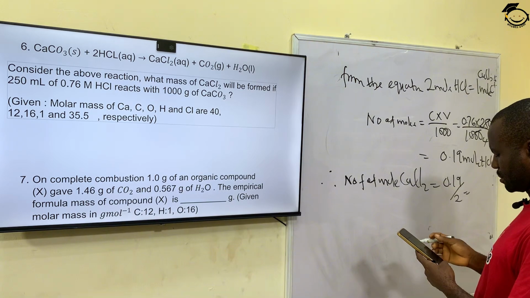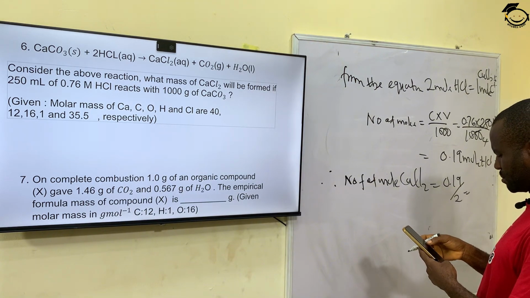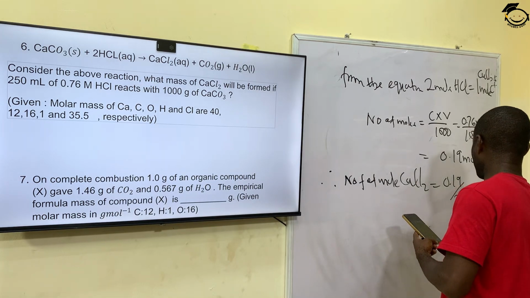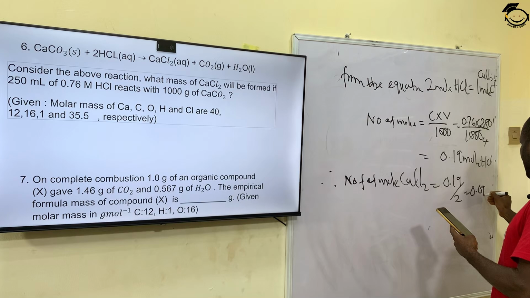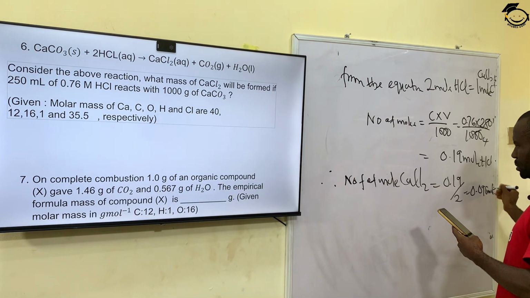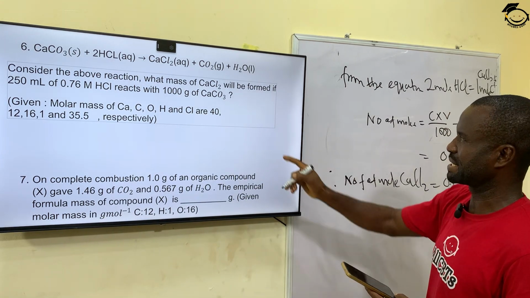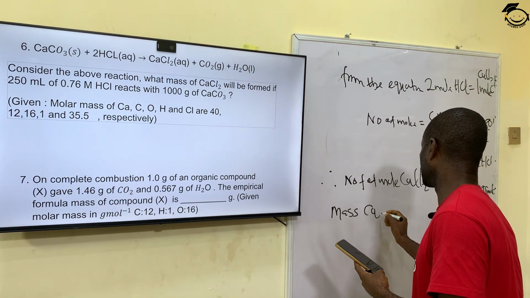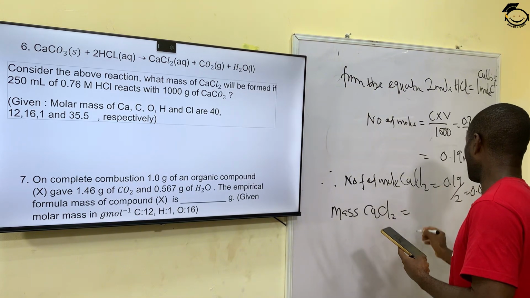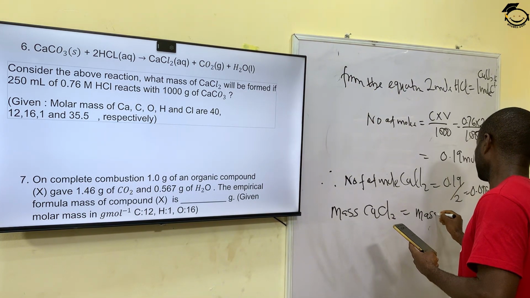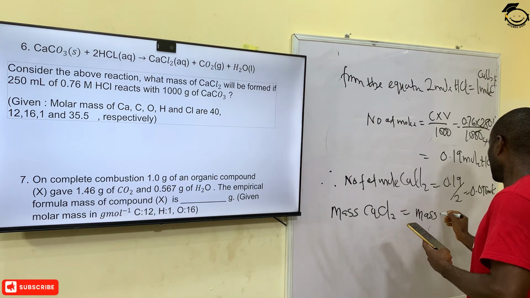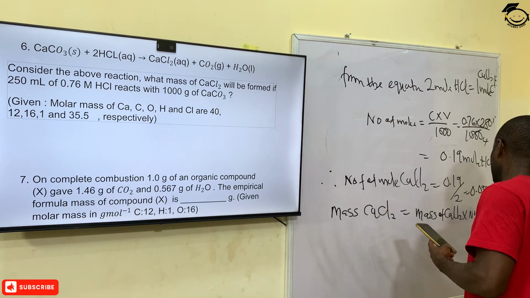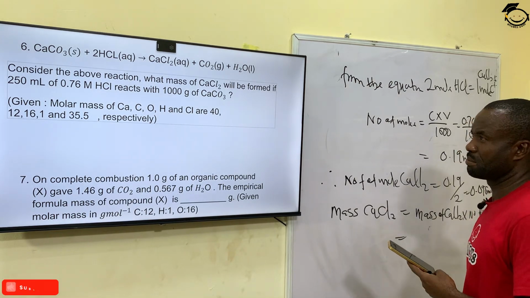Yes, divide by 2, which gives us 0.095 mole. So for us to calculate the mass of calcium chloride, therefore, will be what? Mass of calcium chloride equals molar mass times number of moles, which will give us the mass of calcium chloride.